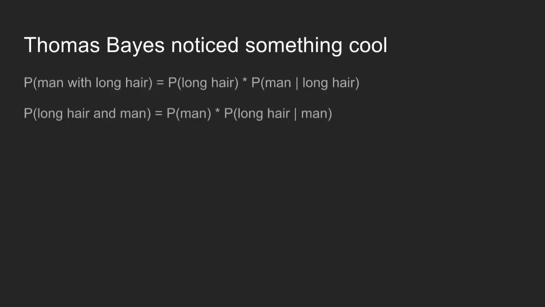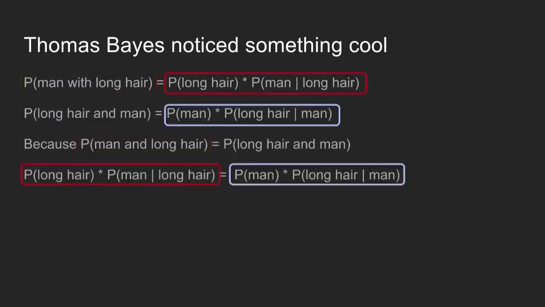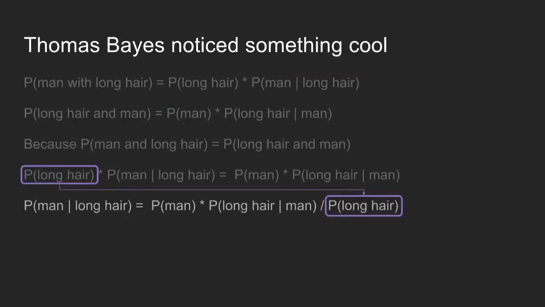Now, these are different formulas, but remember, joint probabilities don't care about the order. So these two things are equal, which means the stuff that they're equal to on the other side are also equal to each other. And we can do a little algebraic sleight of hand. And now we have a formula for what we want to know. If someone has long hair, what's the probability that they're a man? And we have this expression to the right.